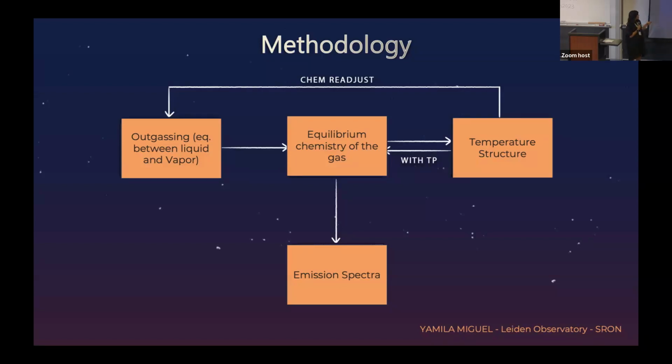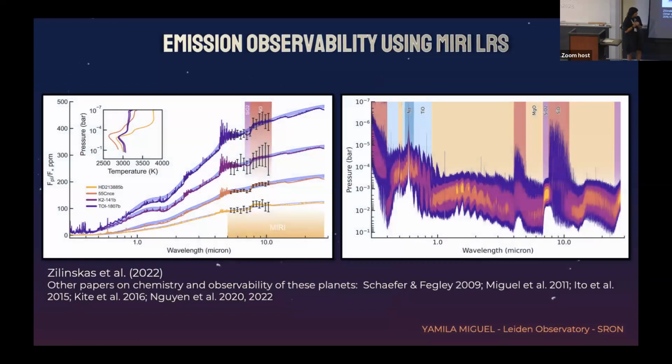Okay, so once we have that, we can calculate the emission spectra, and I will show you some of the results that we are getting for these lava planets. Again, this is one example, but there are other papers also working on this that I'm showing here, on diverse aspects of observability and chemistry in these planets. One of the first ones was by Laura Scheffer and Bruce Fegley. And here what I'm showing is the emission of 4 exoplanets on this side, and what you see here is the contribution of different molecules to this spectrum.